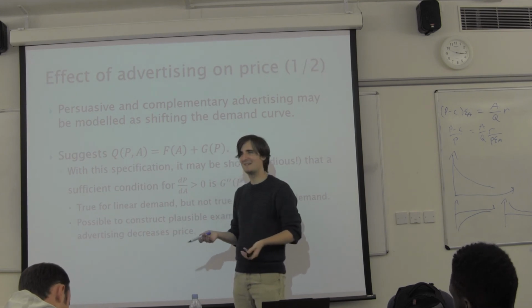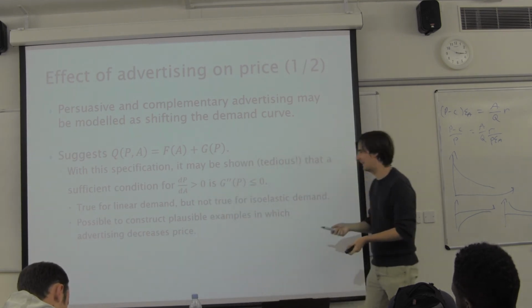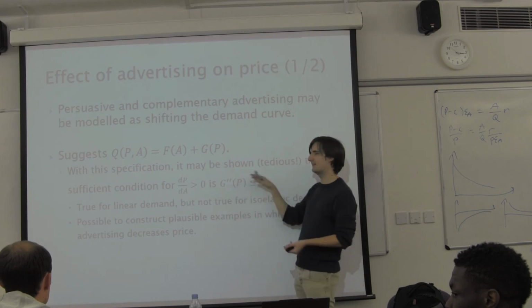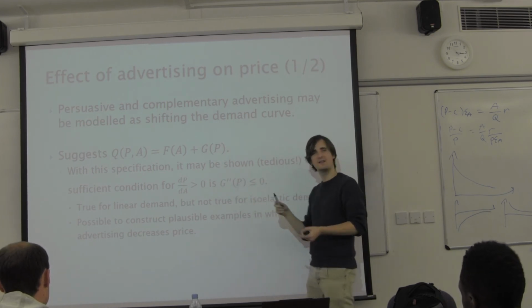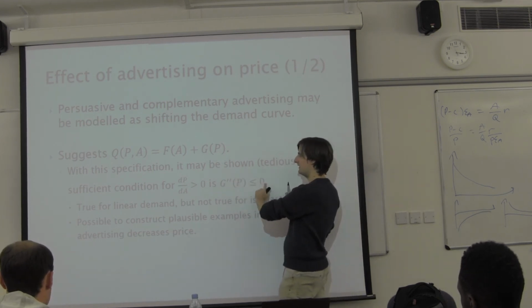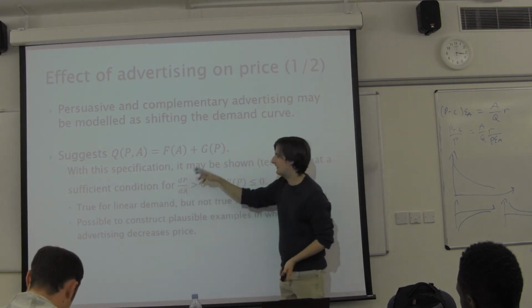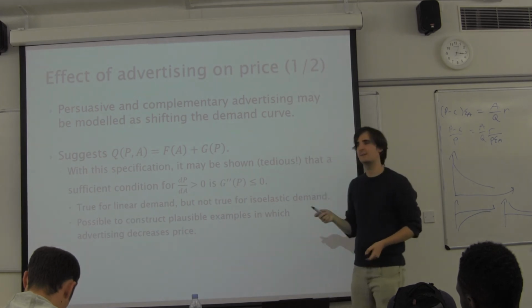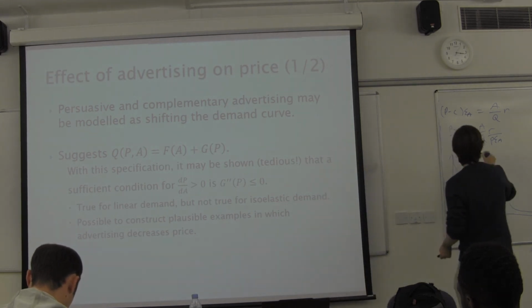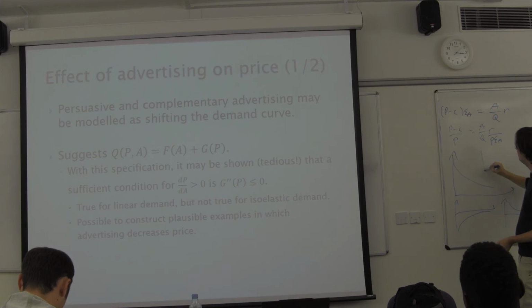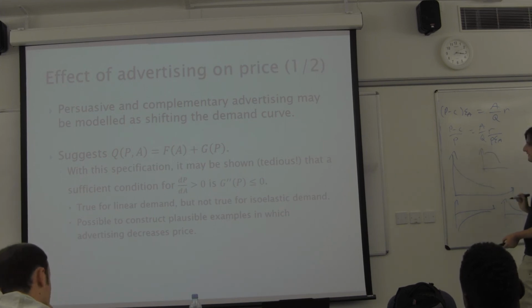So what's the second derivative? Yeah, the first derivative is constant, so the second derivative is 0. So with linear demand, this thing is equal to 0, and advertising will increase the price with linear demand. With things like this, it won't. With things like that, it will.